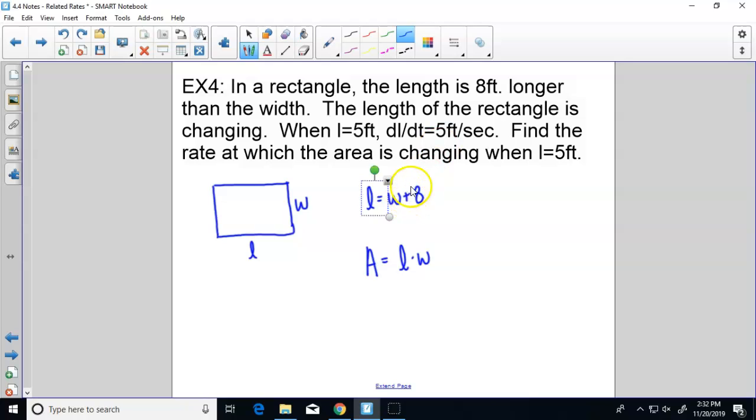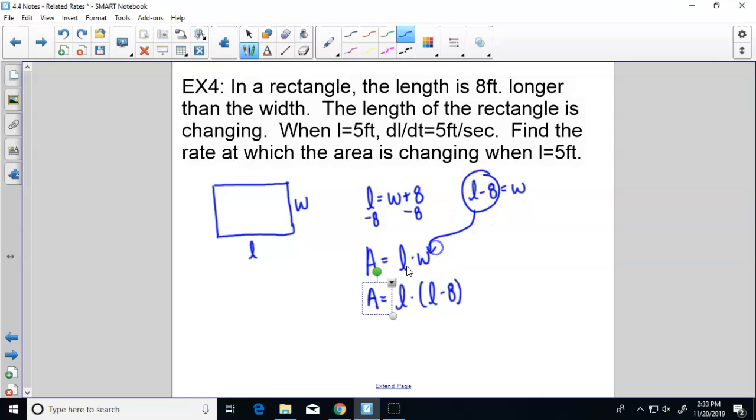So if I want this in terms of L, I could subtract this 8 right here. So L minus 8 equals W. And this is always the same because in a rectangle, the length is 8 feet longer than the width. So if I want to, I can write this formula as L times L minus 8. I can just take what I found here and replace my W.